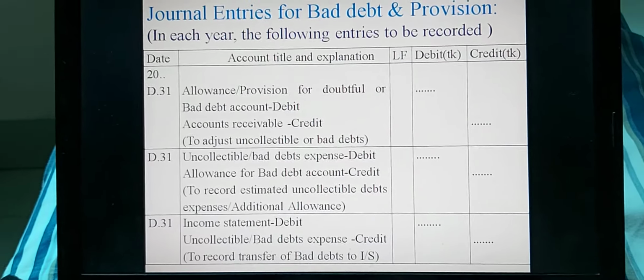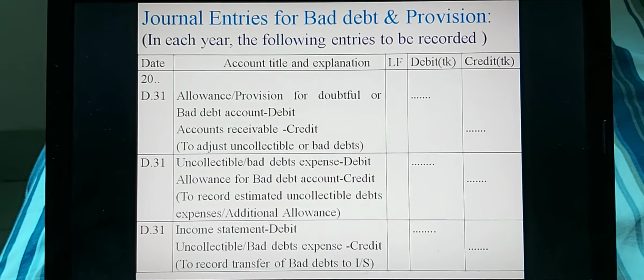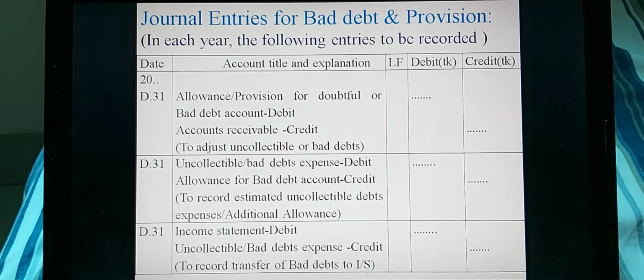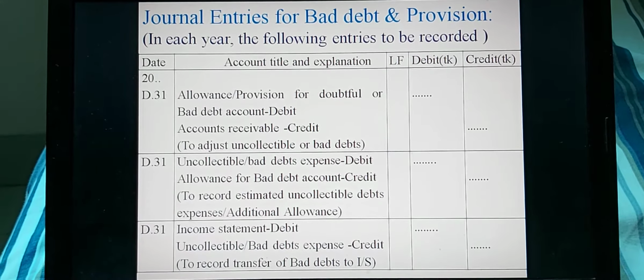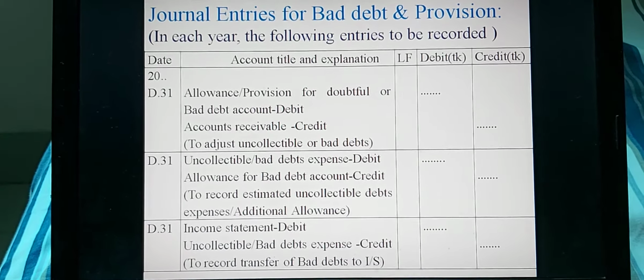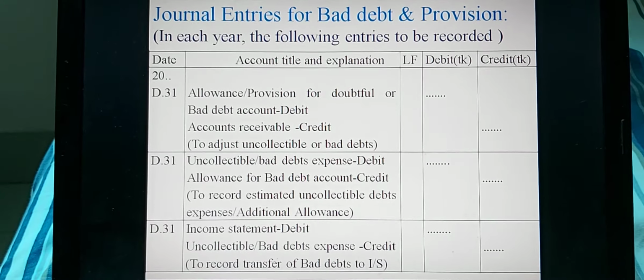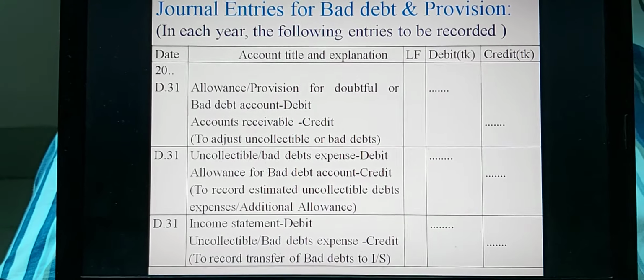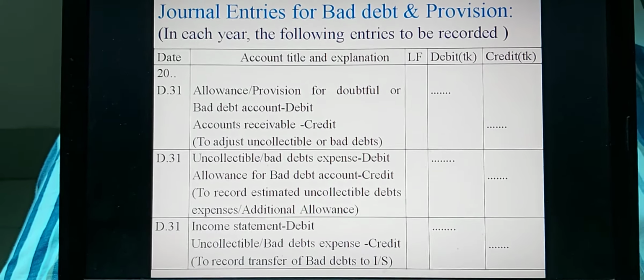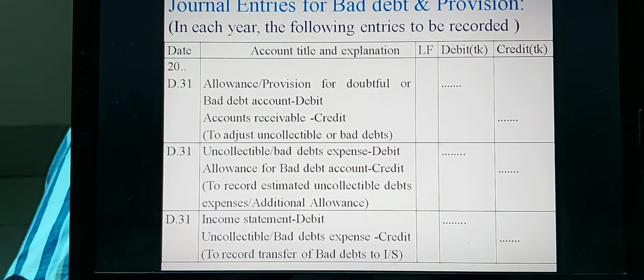The second one is to be written for estimated uncollectible debt expense or additional allowance of bad debt. The entry: uncollectible debt expense or bad debt expense debit, allowance for bad debt account or provision for bad debt account credit.